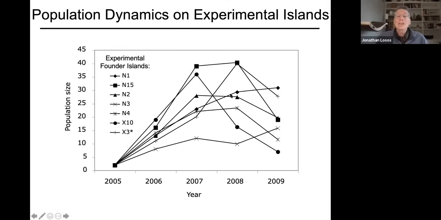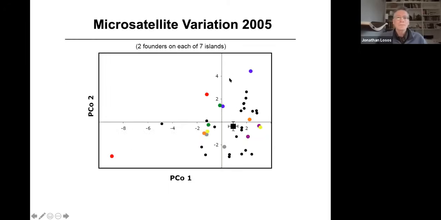The populations thrive. This we did not predict. We thought some of the populations would just wink out for demographic reasons, but you can see the populations did very well. We measured genetic variation based on microsatellite loci. This is a little bit of a complicated slide, but this square is in a principal coordinate space, the average of all the lizards that we sampled from the source population. And then we randomly took 2 individuals to put on each island.